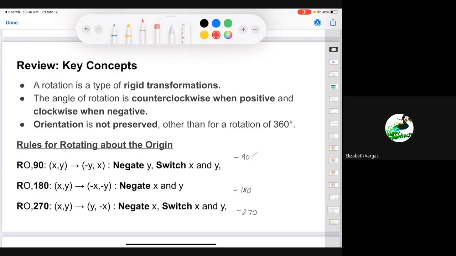So the rule for negative 90 is to first switch x and y, and then negate y. The rule for negative 180 stays to negate x and y, because there's no opposite of that. This one, switch x and y, and then negate x. Those are the different rules that we have for rotation.